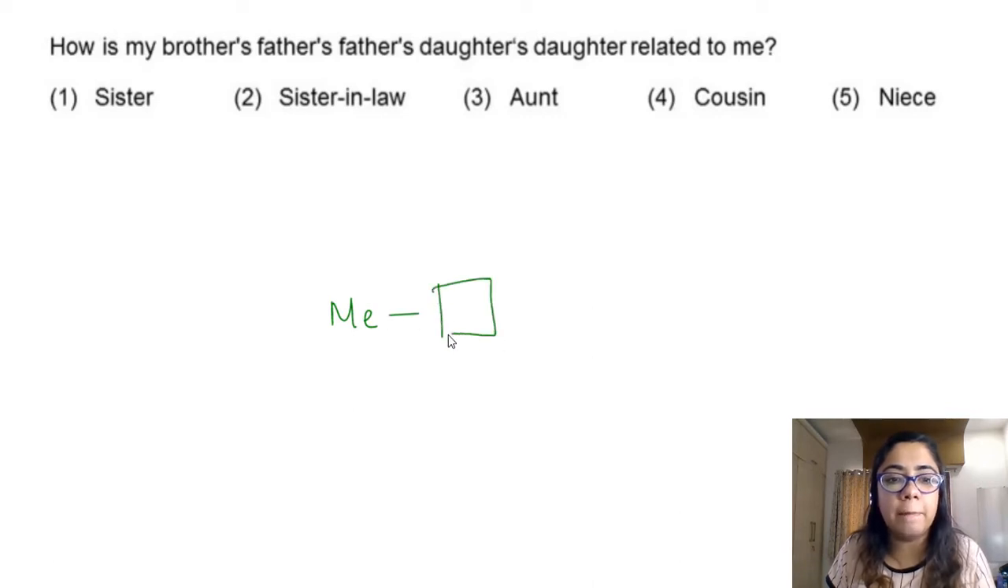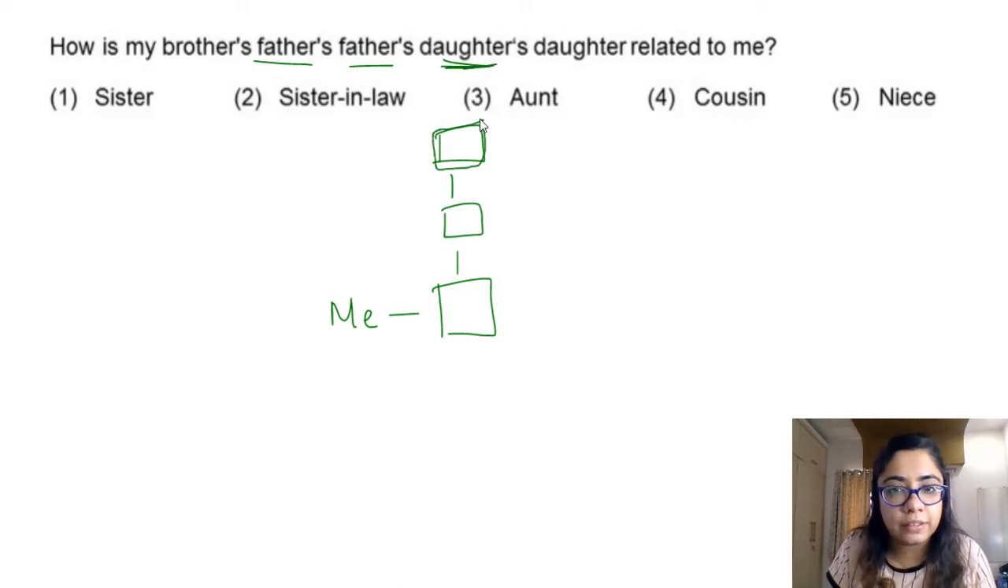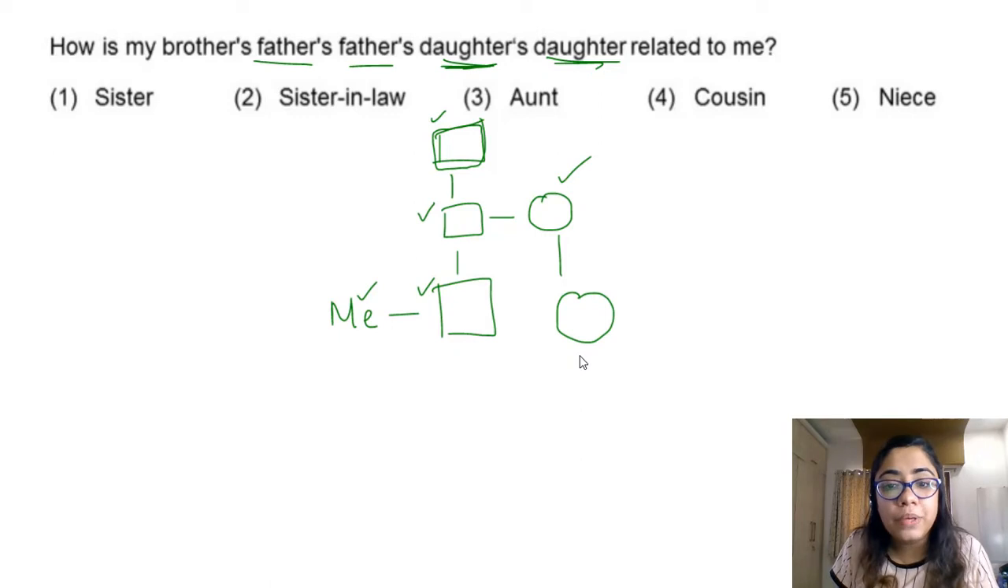So my brother's father's daughter, that means his sister. Okay. My brother's father's daughter's daughter, her daughter. How is she related to me?